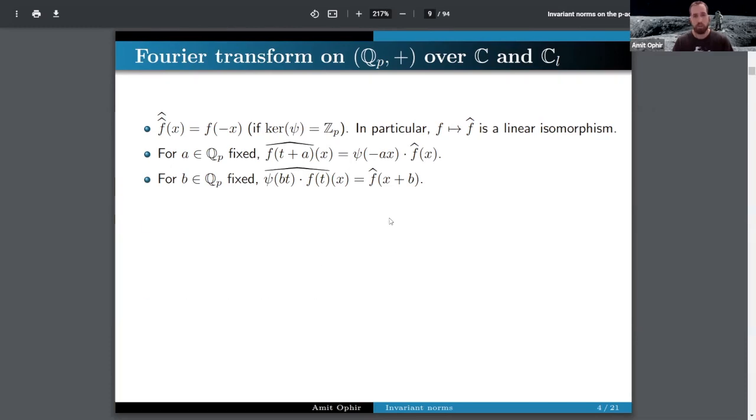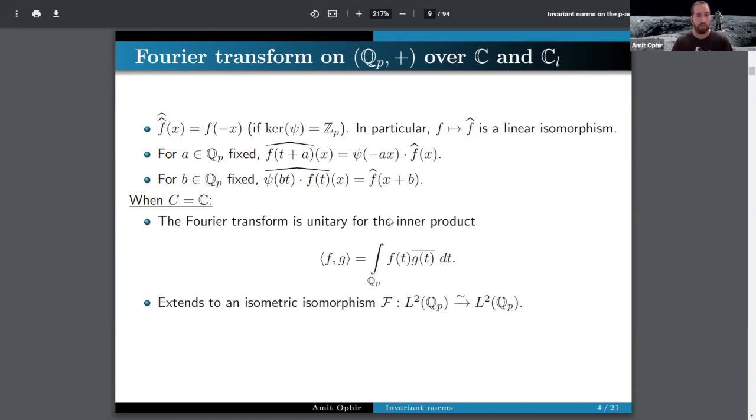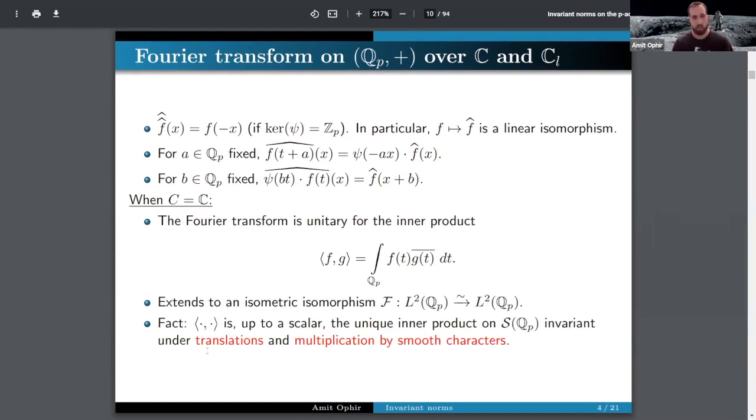That specializes to the case where the field of coefficients is the complex numbers. In this case, the Haar functional from before is now a Haar measure. We have the standard inner product defined by integration on the space of Schwartz functions, and the Fourier transform is unitary for this inner product. So it extends to an isometric isomorphism of the L2 completion. I'd like to mention that this inner product is invariant under translations and multiplication by smooth characters. It is also defined by this property, in the sense that it is the unique inner product with this property up to a constant. And this is going to be one of the properties that we're going to consider when we later talk about norms.